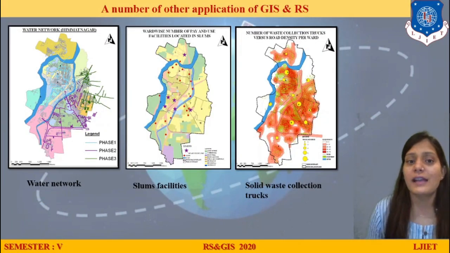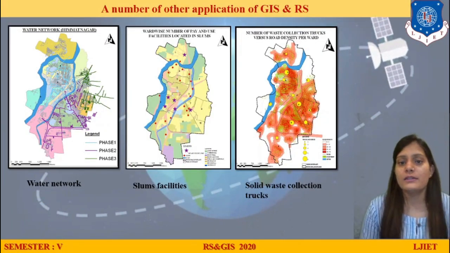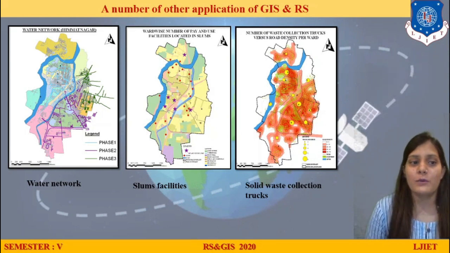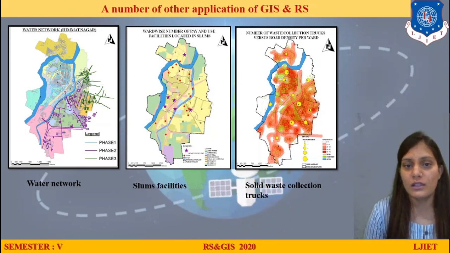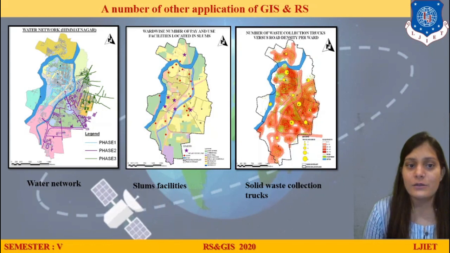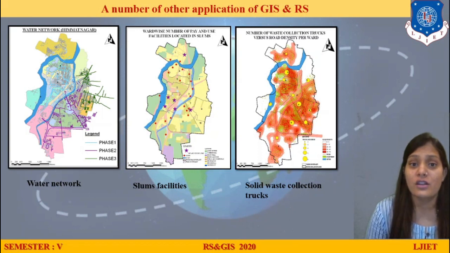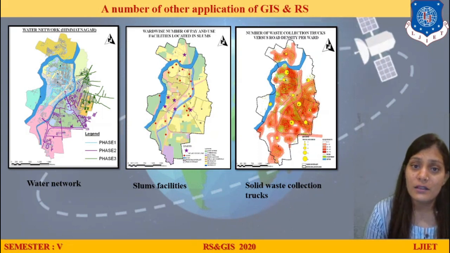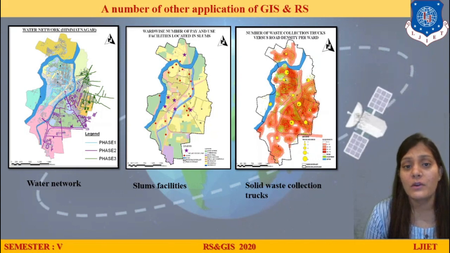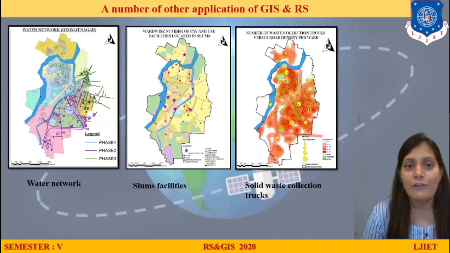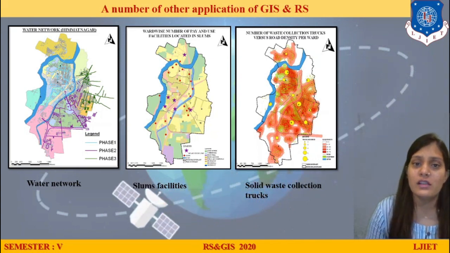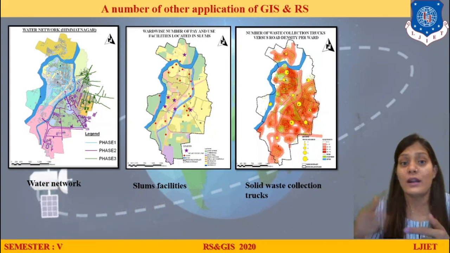Moving further, I have shown various other applications. Looking at the first map, you can see the water network which I have shown here of Himatnagar city. Next, you can see ward-wise pay and use facilities. These are facilities given to cities for the slum areas and for the general public, pay and use facilities, and that can be done by GIS. If I have a ward boundary, if I have a map of that city, I just have an image, and through the image I have created this vector map.